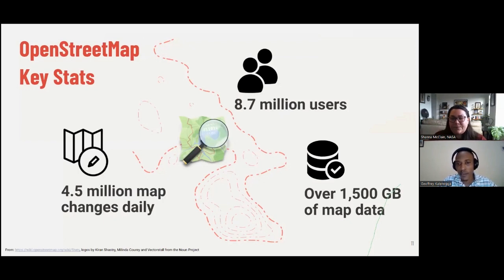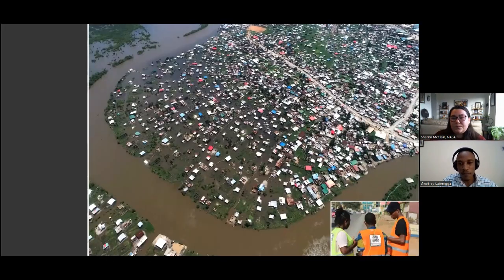So just a simple snapshot here to show you some key statistics. OpenStreetMap has over 8.7 million users, making over 4.5 million map changes daily. So it's a huge database with over 1,500 gigabytes of data, which is openly available and is from community contributions. But coming back to climate resilience, how can we really harness this local knowledge to make sure that communities are more resilient to the effects of climate change?